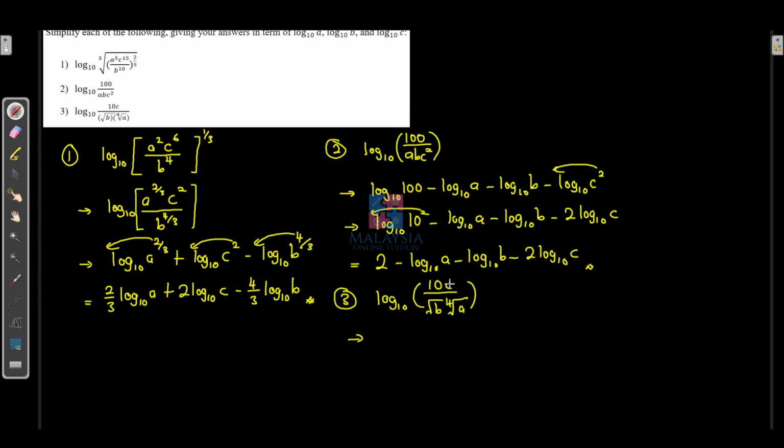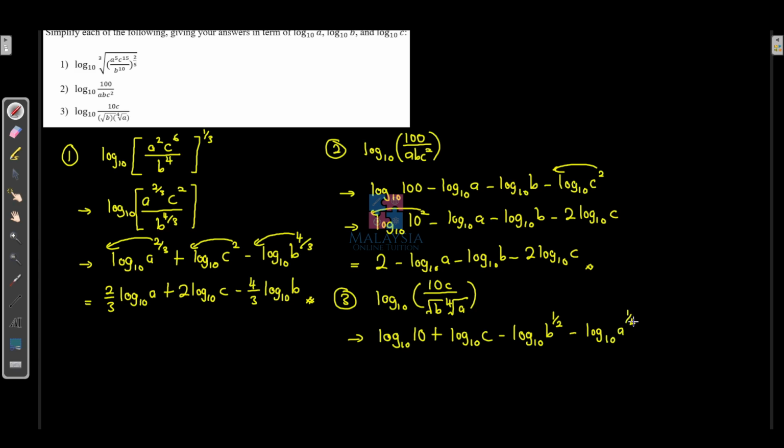So the 10 and the c are multiplied, so both of them are going to be positive. So log base 10 of 10 plus log base 10 of c. Done. And then for the division part, you know that square root means power of 1 over 2, so you do minus log base 10 of b to the power of 1 over 2. And then the fourth root means power of 1 over 4. So again, minus because it is underneath. So log base 10 of a to the power of 1 over 4.